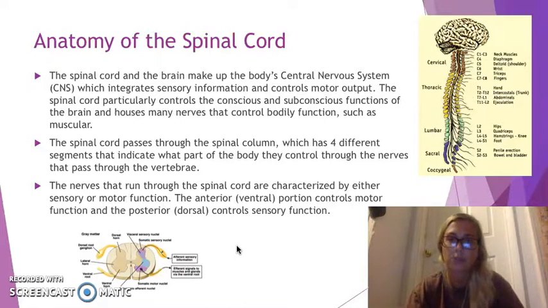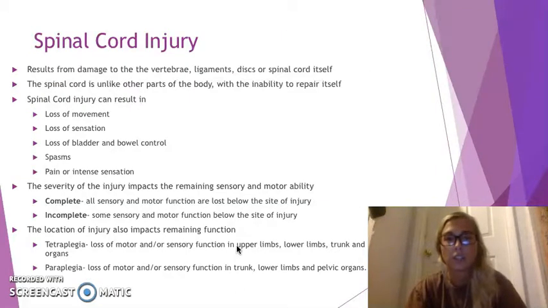So the nerves that run through the spinal cord are also characterized by either sensory or motor. The anterior, or ventral, which you will also hear, controls motor, and posterior, or dorsal, controls sensory function. And in the diagram below, it also has another name. Afferent is sensory, which is into or up to the brain, and efferent is from the brain outwards, so motor.